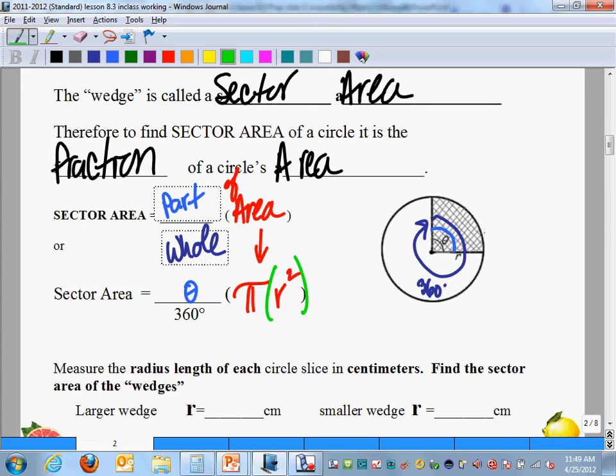To avoid that mistake, what I like to do is work right to left. I start with the radius, I square it, then I times by pi, times by theta, divide by 360. I like to work right to left. That'll keep you from getting confused there.